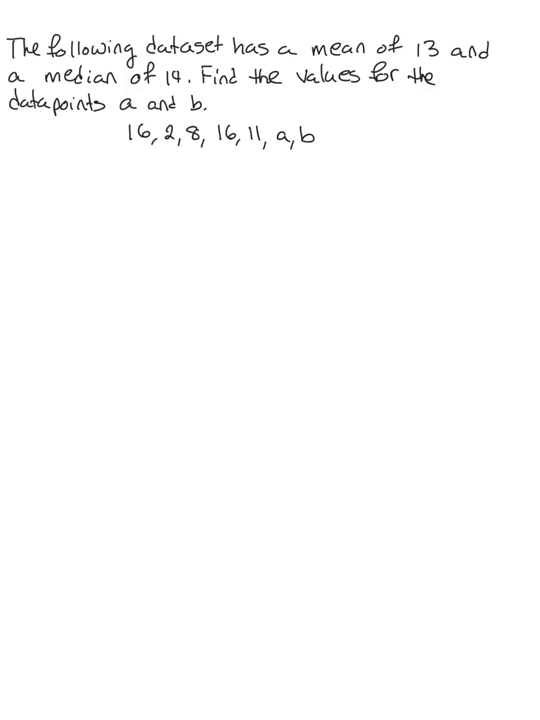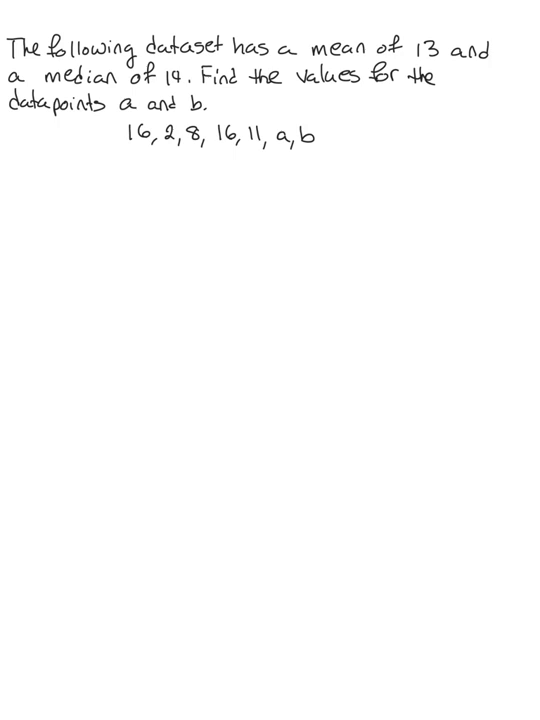Hello there. So today we're going to be answering the following question. The following dataset has a mean of 13 and a median of 14. Find the values for the data points A and B. As you can see, the values we have are 16, 2, 8, 16, 11, A, and B.